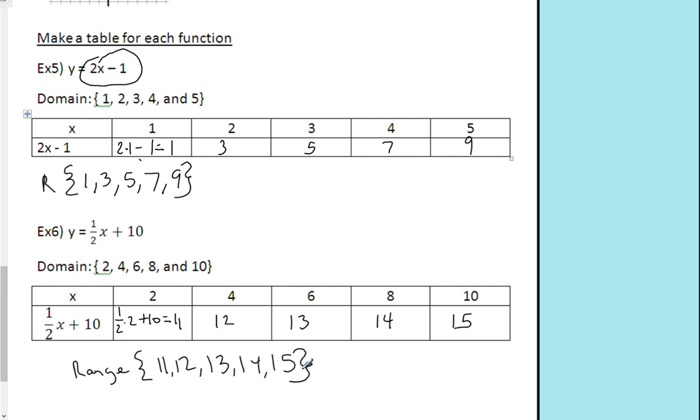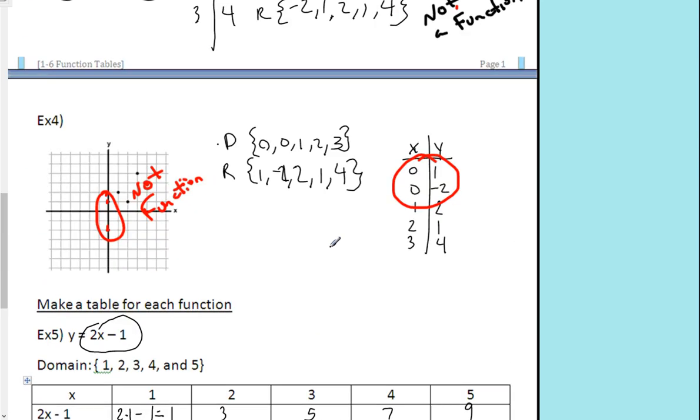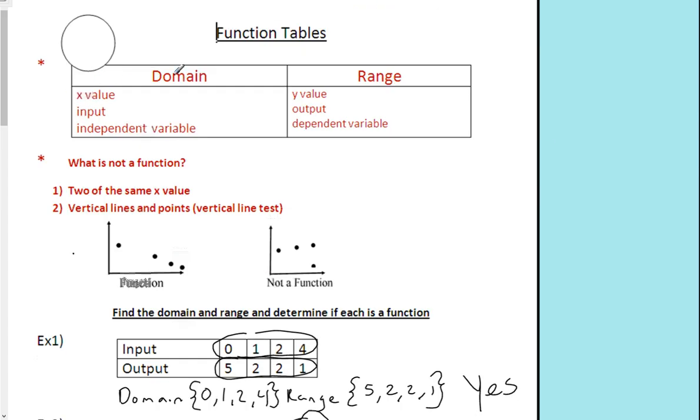And I believe there you have it. It's a real simple concept once you get this basic idea down. So let's summarize really quick. When you see the word domain and range, think x value, y value, input, output, independent, dependent. We'll get to that another day. What is not a function? If you put 2 of the same x values in, 2 of the same inputs in, you should get the same output or the same y value.